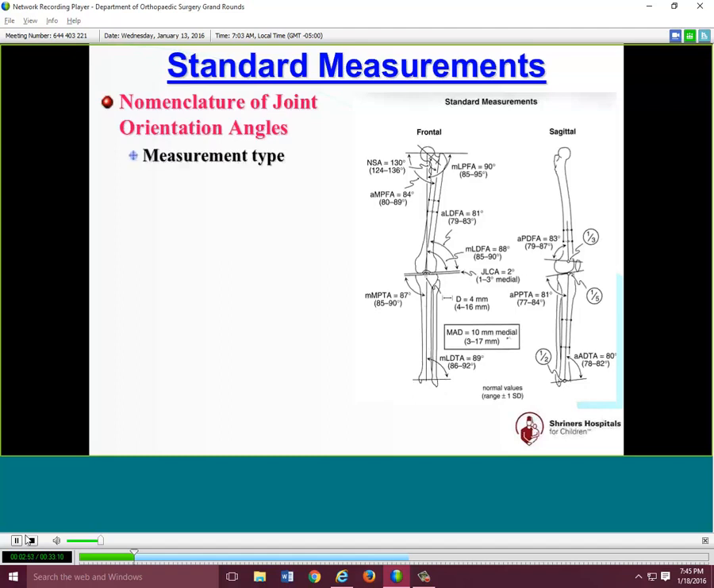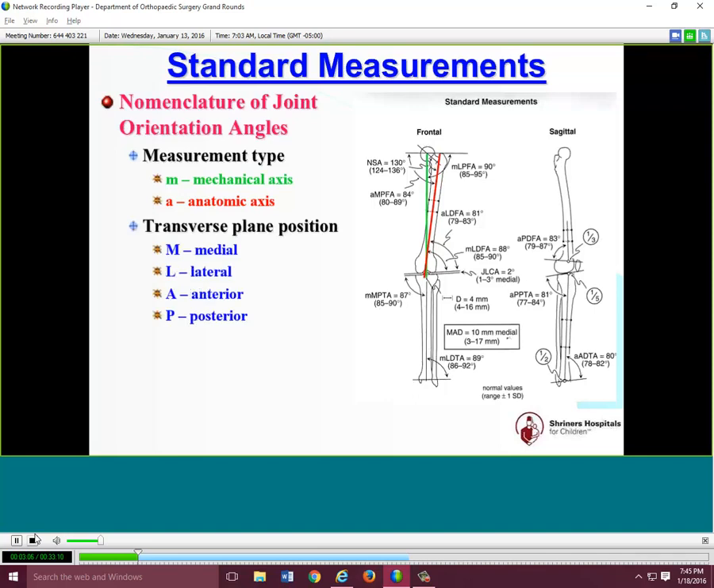And so we talk about measurement types, first in terms of the axis that we're using. There's a mechanical axis that essentially goes from the middle of a joint to the middle of the joint, or the anatomic axis that goes up the shaft of the bone. Then we can look in the transverse plane. Are we talking in the coronal plane, medial or lateral, where we measure the angle, or are we talking the sagittal plane, anterior or posterior? Then proximal or distal, and then the bone type.